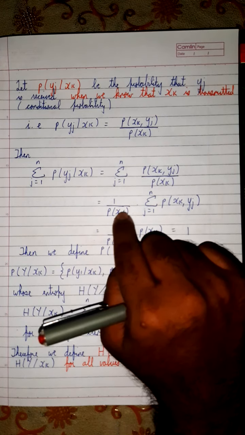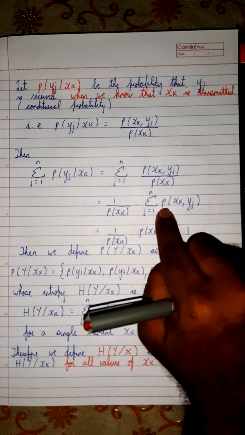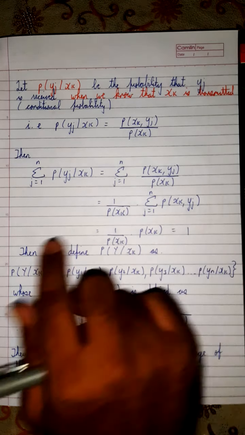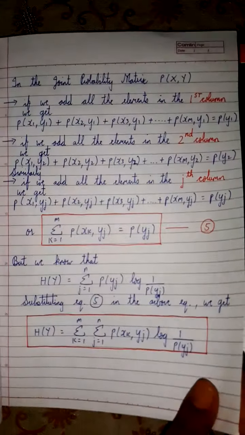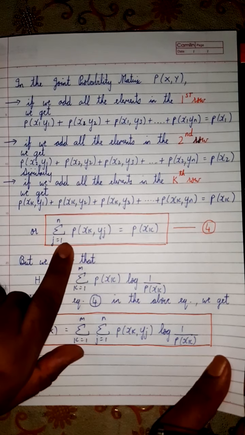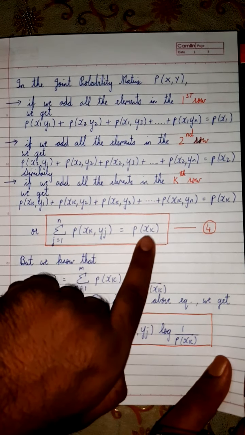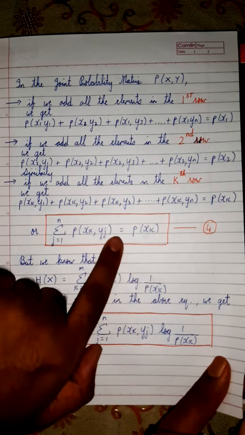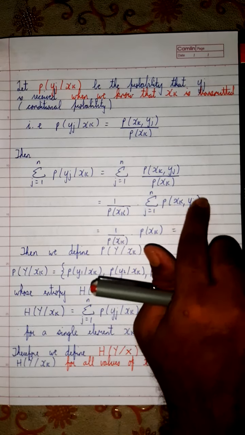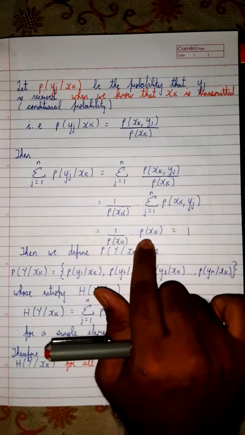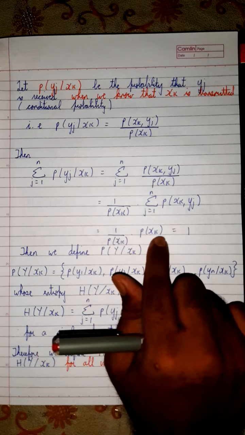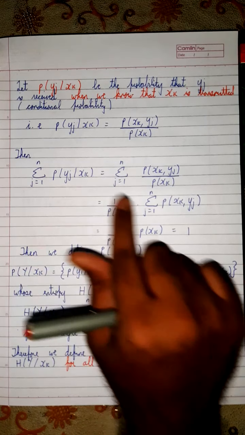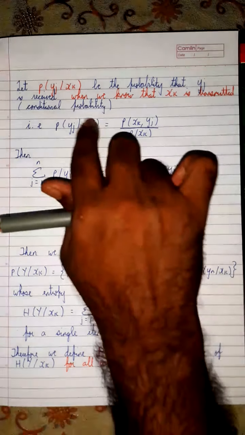So 1 by p of xk into sigma j equal to 1 to n p of xk yj, right? And what is sigma j equal to 1 to n p of xk yj? It is nothing but p of xk, right? If we add all the elements row wise, this is nothing but p of xk. So this is 1 by p of xk into p of xk, which is equal to 1, which means that since this value is equal to 1, I can define the entropy of this, right?